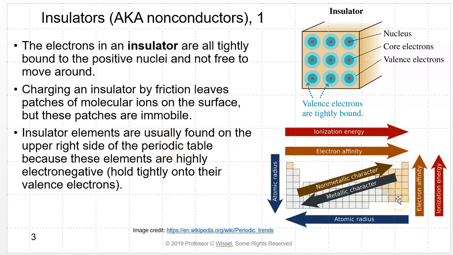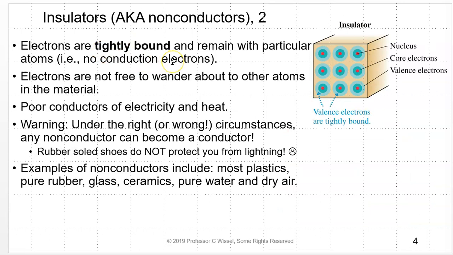The insulator elements are usually found on the upper right-hand corner of the periodic table. They're over here because these elements are all highly electronegative and they hold tightly onto their valence electrons. So the electrons are tightly bound and remain with the particular atoms. In other words, there are no conduction electrons. The electrons are not free to wander around to other atoms in the material. They're poor conductors of electricity and heat. Under the right or wrong circumstances, however, any non-conductor can become a conductor.